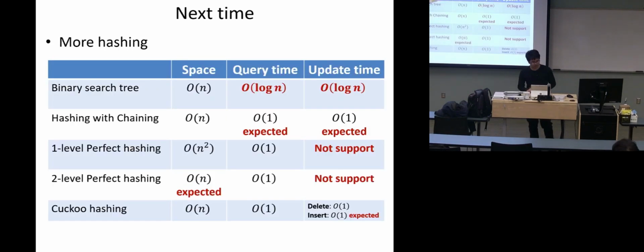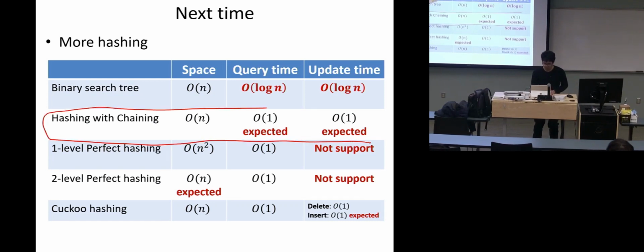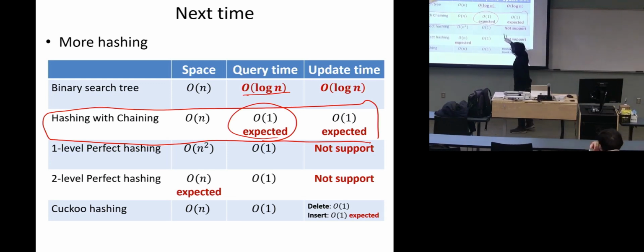So today we get to this: instead of log n, we get constant in expectation. Next time we're going to remove this expectation, and at the end we're going to get to cuckoo hashing with constant worst-case query time and space, and it also works well in practice. All right, then see you next time.